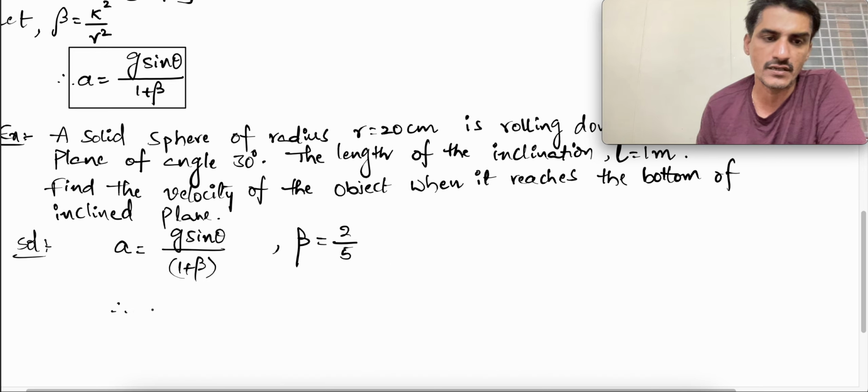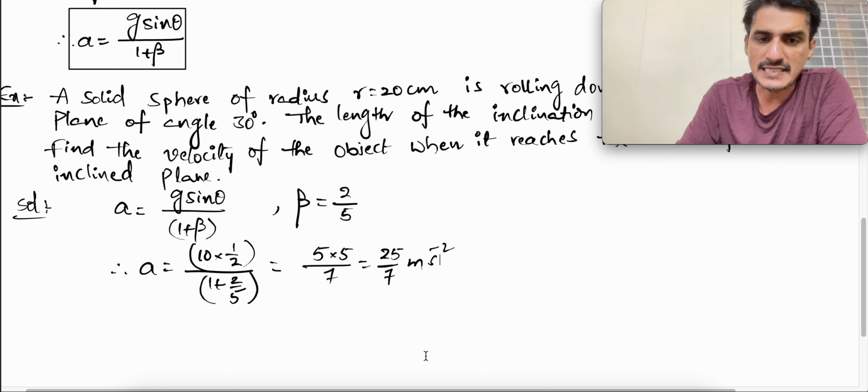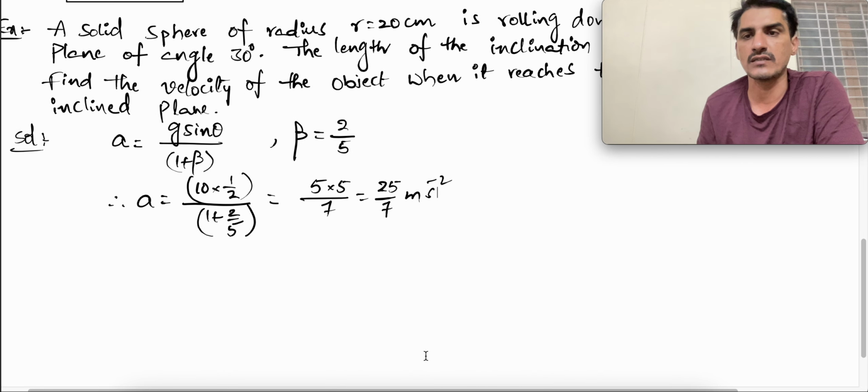Therefore, acceleration is equal to g sine theta. What is the g value? Consider it is 10, into sine 30 value, which is 1 by 2, divided by 1 plus 2 by 5. 1 plus 2 by 5 means what? It is 7 by 5. 10 into 1 by 2 means what? 5. 5 into 5 divided by 7 means 25 by 7 meter per second square. Now it is having a uniform acceleration, because the acceleration we got is constant, right?